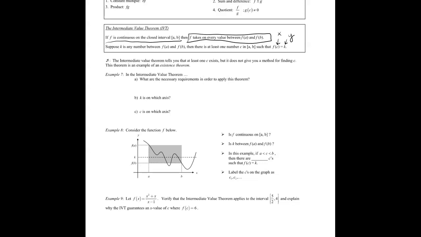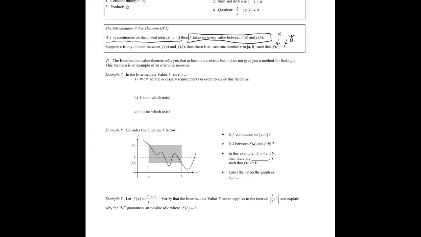So, the intermediate value theorem tells you at least one c exists, but it does not give you a method for finding c. This theorem is just simply what we call an existence theorem, and that's it. It's not going to help us find one c, but it's going to tell us, hey, it exists, cool. So what are the necessary requirements in the intermediate value theorem?